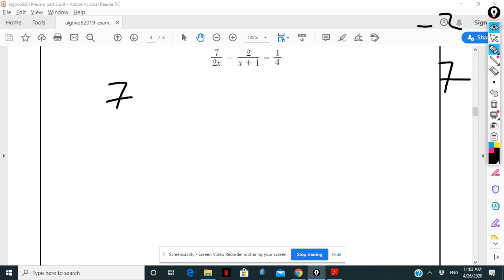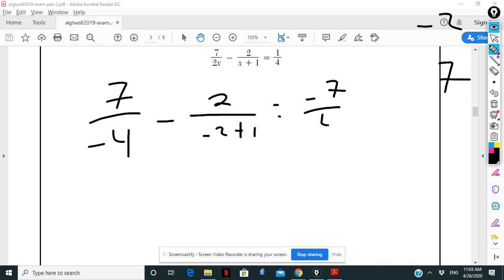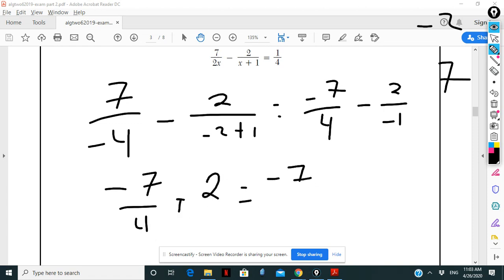So 7 over negative 4 minus 2 divided by negative 2 plus 1 equal to negative 7 over 4 minus 2 divided by negative 1. So negative 7 over 4 plus 2, which is negative 7 over 4 plus 8 over 4, equal to 1 over 4. So it's working for negative 2.